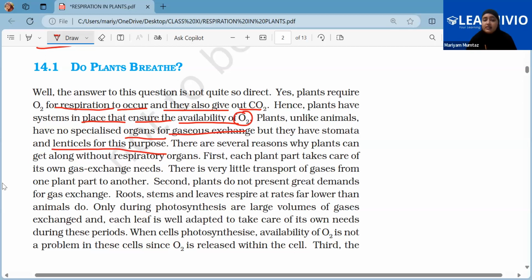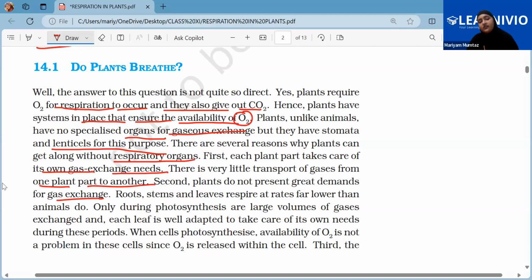There are several reasons why plants can get along without respiratory organs. First of all, each plant part takes care of its own gas exchange needs. There is very little transport of gases from one plant part to another. The second reason, plants do not present great demands for gas exchange. So that is why they do not have respiratory organs, just like how we have lungs and nostrils and everything.